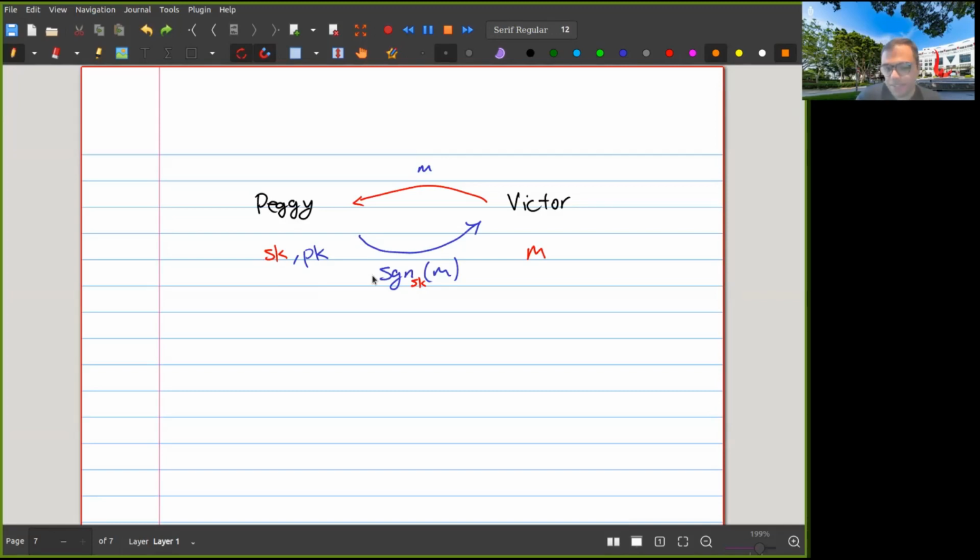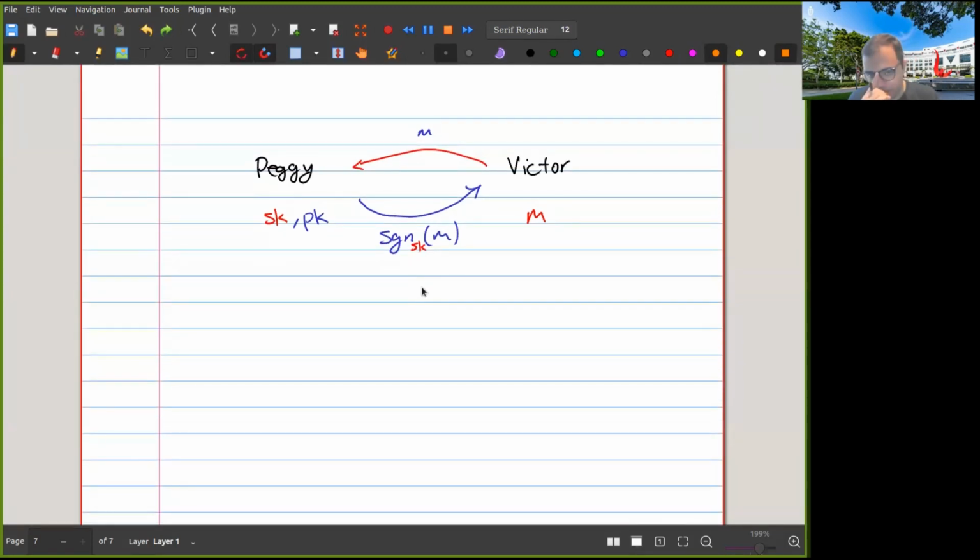You have to make sure there is no information other than the fact that Peggy knows SK that goes from Peggy to Victor. And this is extra information now. But a very nice point here is that we can sometimes use zero knowledge proofs in place of signatures, and we might see some examples of this if we have time.